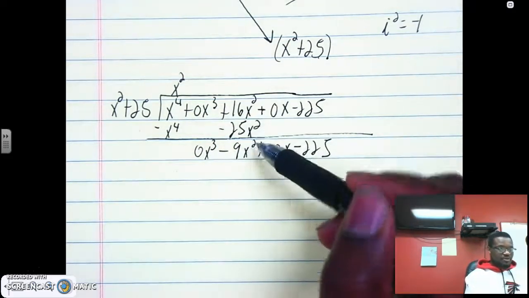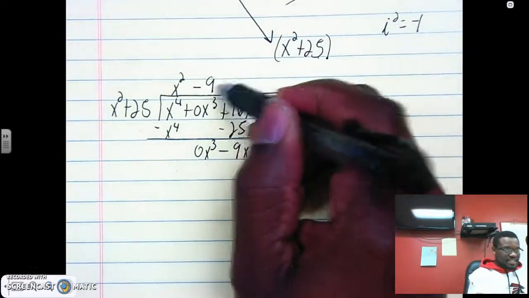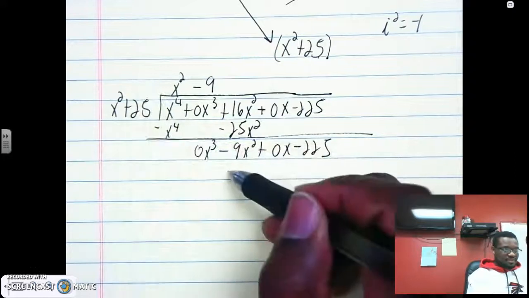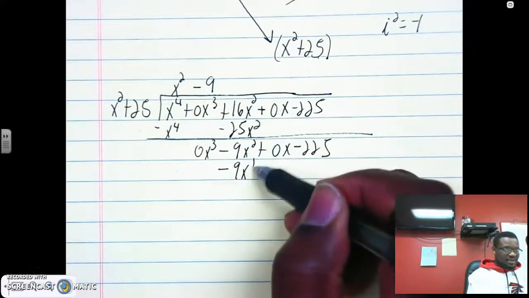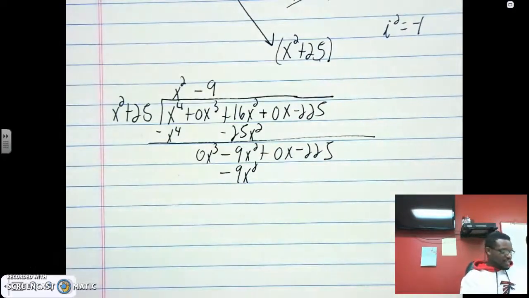Negative 9x squared. What do I multiply x squared by to get a negative 9x squared? Well, it's a negative 9. Negative 9 times x squared is negative 9x squared. Negative 9 times 25. I don't know, but I have a handy dandy calculator right here. And so it's 9 times 225.